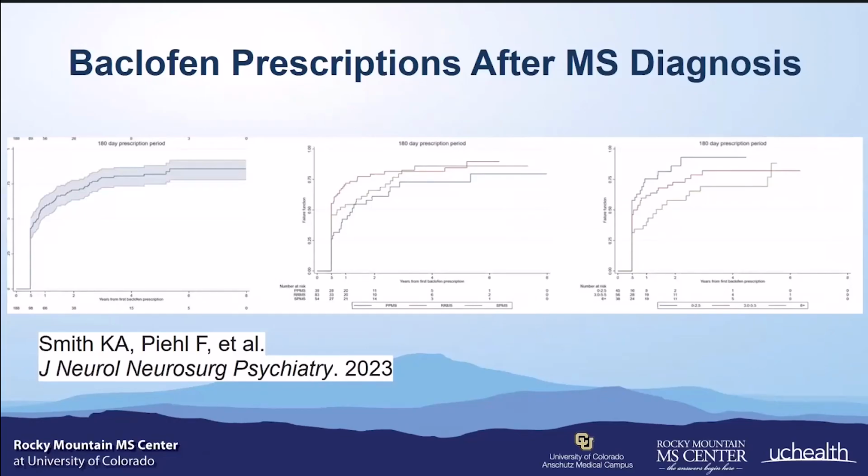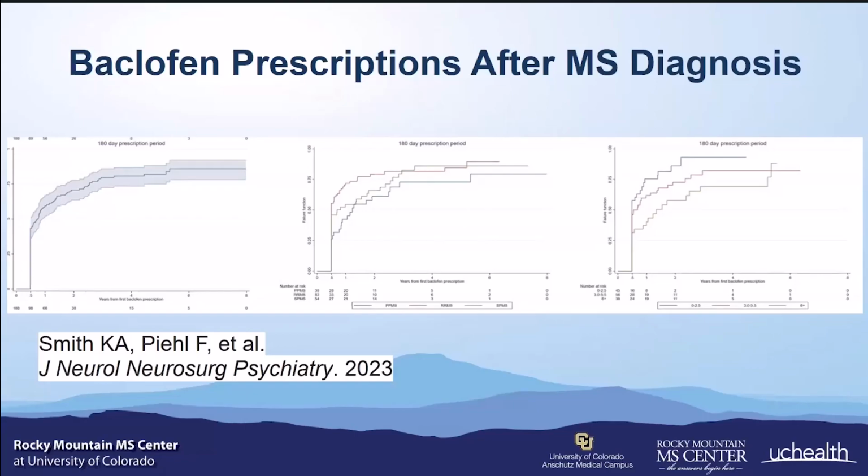Baclofen in Sweden apparently is only indicated for MS, which I didn't know before. So they looked at MS registries of people with incident MS, or new MS, and prevalent MS, or existing MS. And they found more than 1,800 people with new MS and about 3,500 with existing MS. Of those, about 10% of the new MS patients were prescribed baclofen, and about 19% of the existing MS patients were prescribed baclofen.